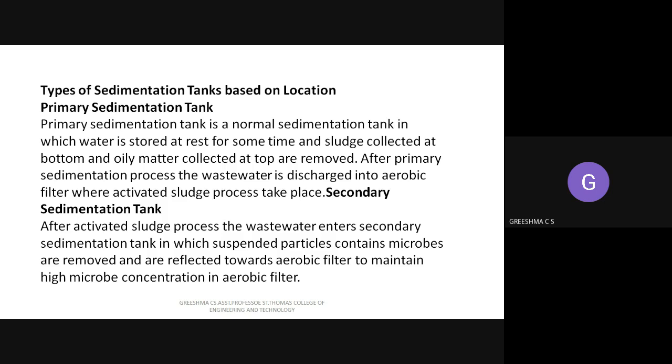In wastewater you will have sewage waste, waste from different types of hospitals, or industries, different types of waste. For the treatment of that kind of waste, we are using the secondary sedimentation tank. So in the secondary sedimentation tank, the water will be collected after the primary sedimentation.